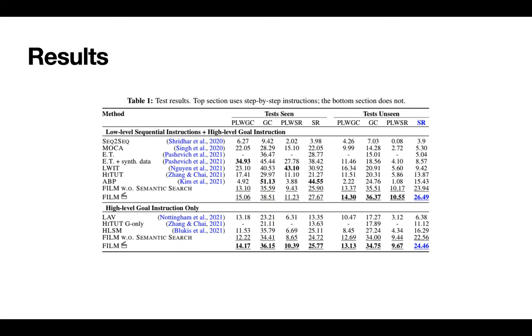Here are results on the test scenes of ALFRED. SR accounts for success rate, GC for goal condition success rate, PLW for path length weighted. FILM with semantic search outperforms many existing methods and generalizes well across seen and unseen rooms of the test set, since it does not memorize or follow low-level instructions.